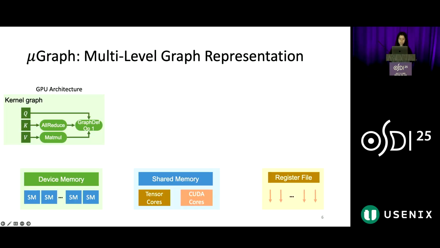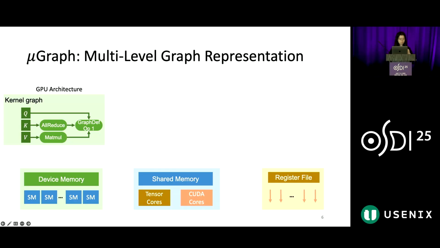In order to achieve this holistic optimization, we first introduce our IR, muGraph, a multi-level graph representation. muGraph captures the hardware memory hierarchy with multiple levels of graphs to represent the computation at each hardware level. Specifically, in each muGraph, there is a kernel graph. The vertices in the kernel graph represent the computation for a single kernel running on all the SMs of the GPU. The edges represent the intermediate tensors, which are stored in the device memory.